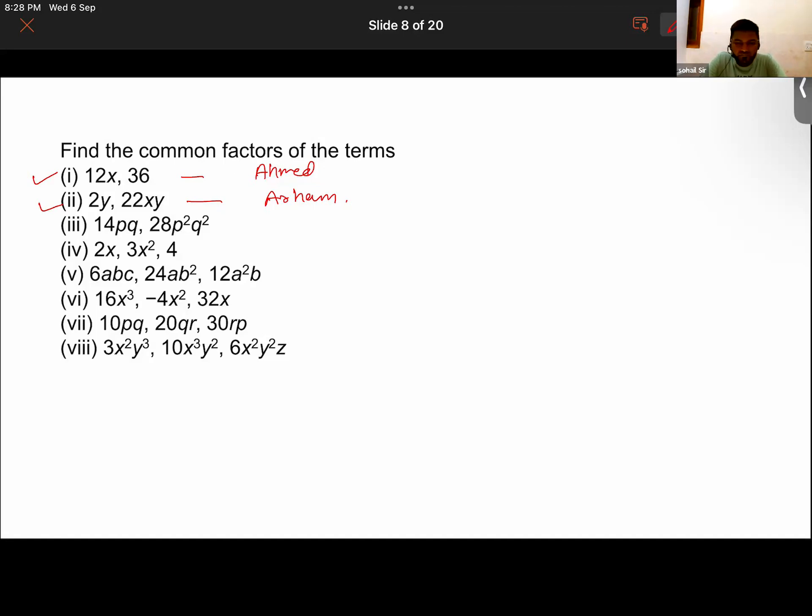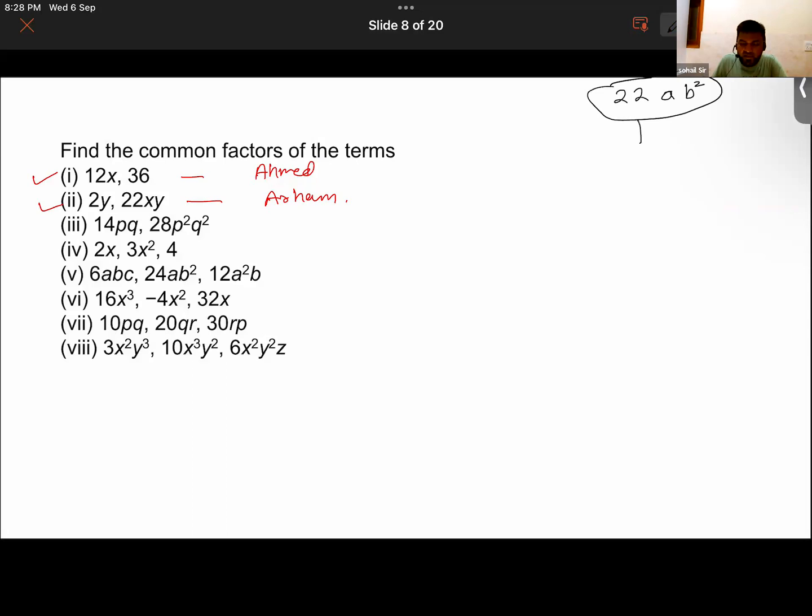I have a doubt. In my one, the 22, I can write like 11 into 2. So will it be 11xy into 2xy or 11 into 2xy? No, 2xy comes in both. Ahmed, I'm coming to you. Just give me a moment.